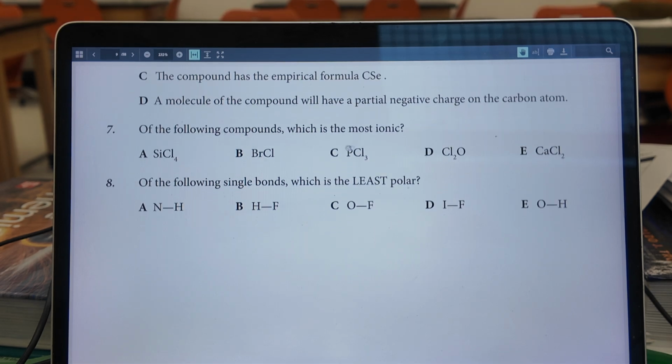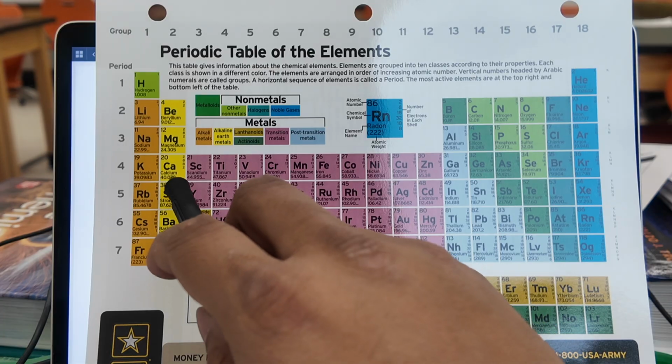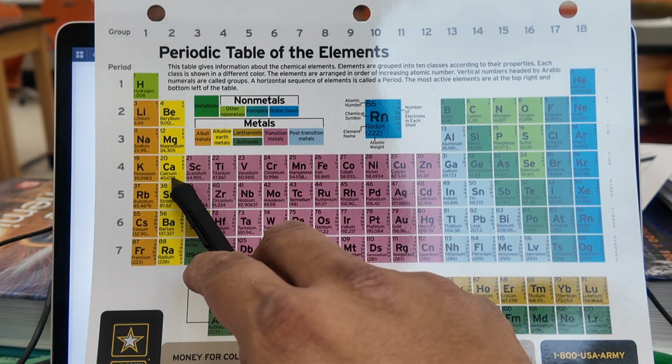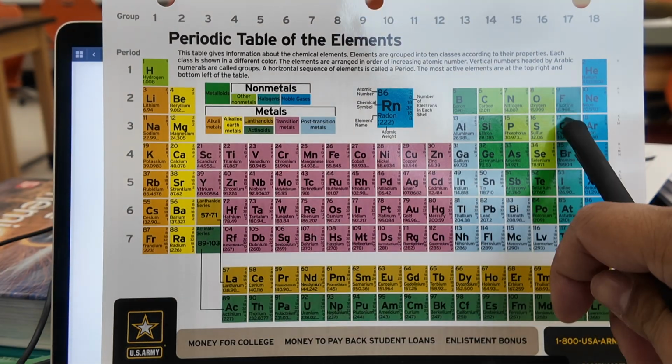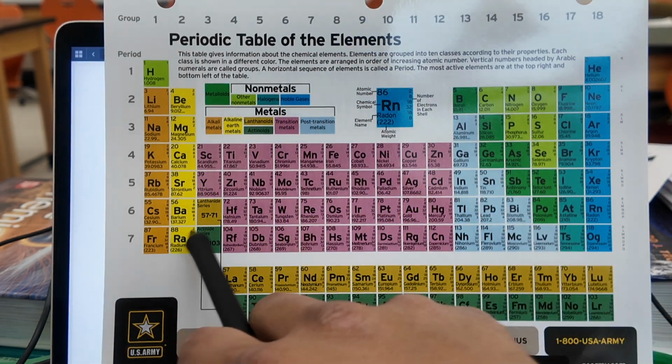Of the following compounds, which is the most ionic? Most ionic just means whichever one has a metal and a nonmetal. And the only one here that is a metal and a nonmetal is E, because this is an alkaline earth metal, and Cl, I believe CaCl2, is a nonmetal. So nonmetals are these colors. It's a nonmetal, so it's a metal and a nonmetal.